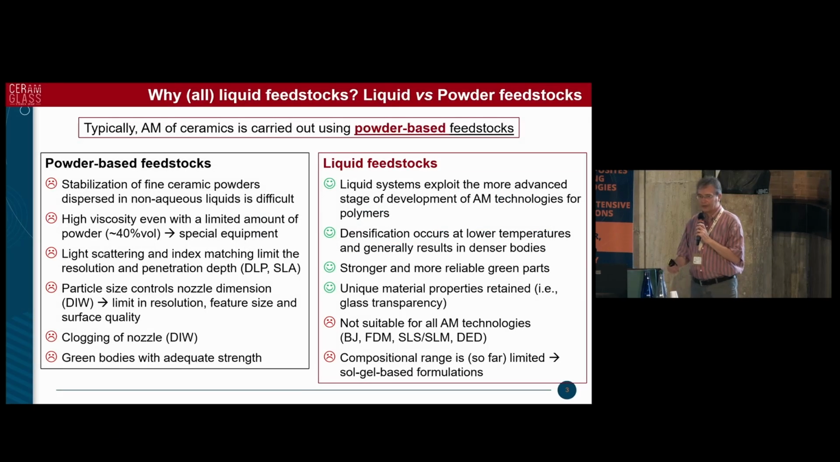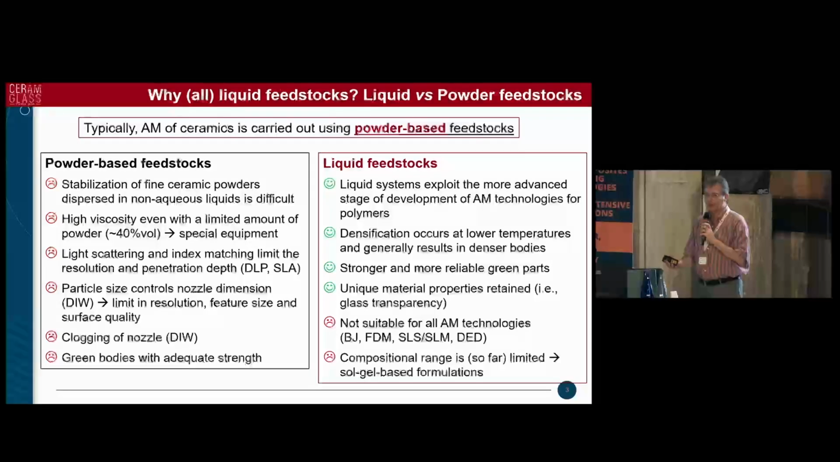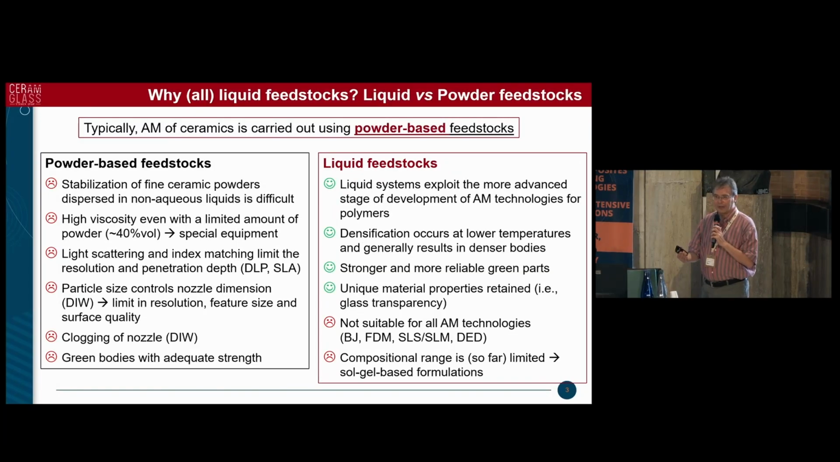Also, if you're considering other technologies such as direct ink writing, then particle size controls the nozzle dimension. A rule of thumb is that typically you need a nozzle size which is 10 times larger than the largest particle within the feedstock. Otherwise, you will get clogging of the nozzle.